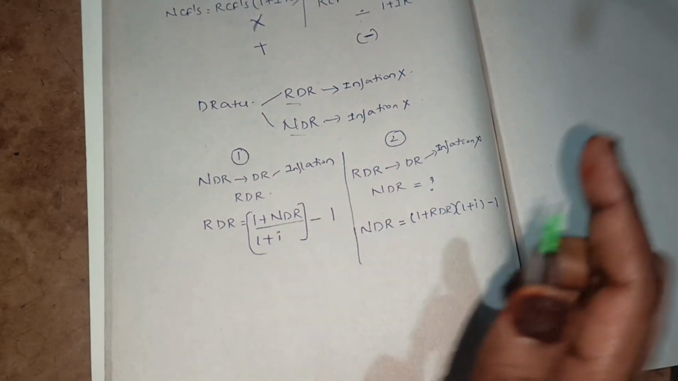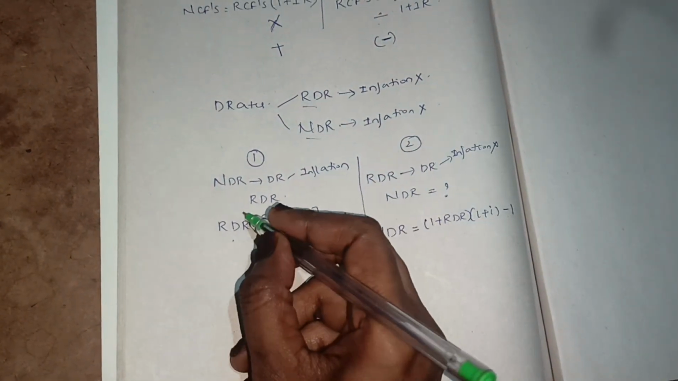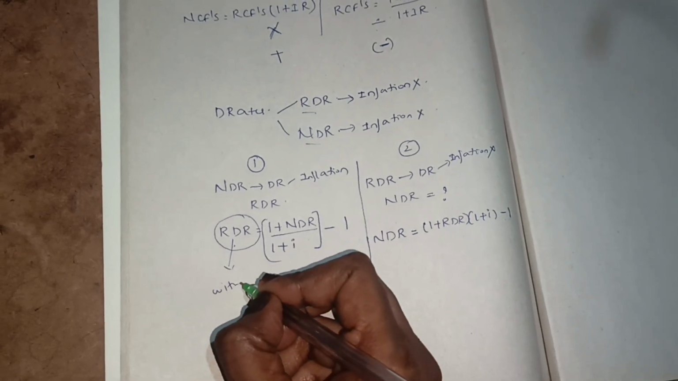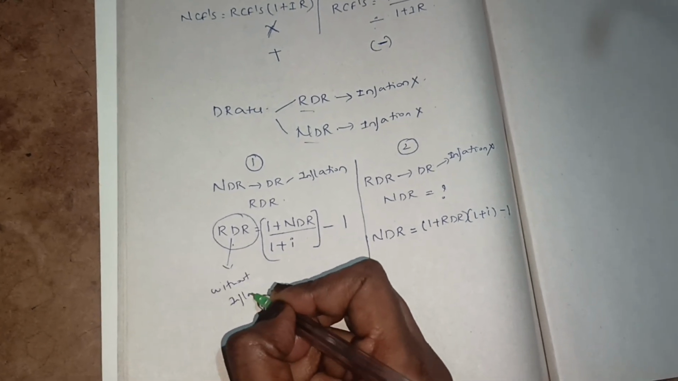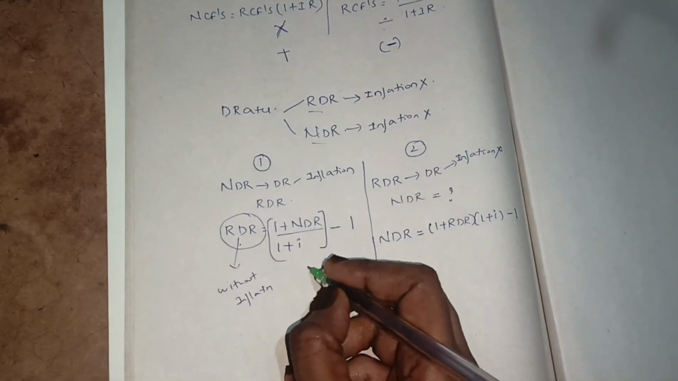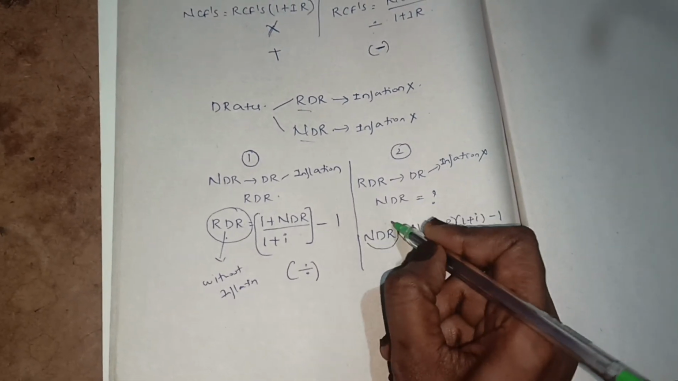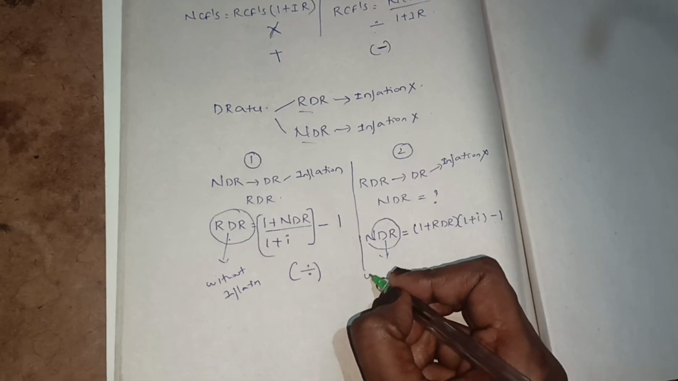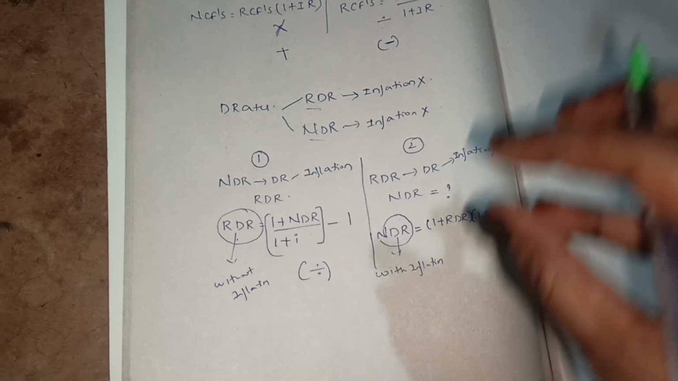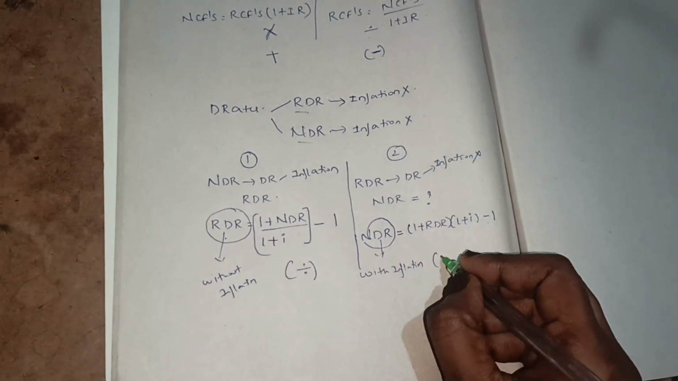Now if you observe here, we are excluding inflation because we want real discounting rate. Real discounting rate is discounting rate without inflation. It means we have to eliminate inflation. So to eliminate inflation, what will we do? We will divide. Now in the second situation, we need nominal discounting rate. It means discounting rate with inflation. It means we have to include inflation. So as to include inflation, what will we do? We will multiply.